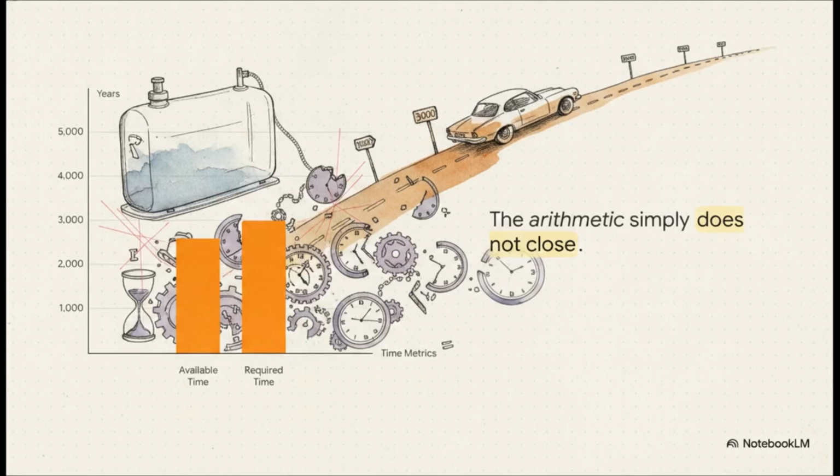And this brilliantly illustrates the core issue right here. When you put it side by side, it's obvious. The first bar is our absolute maximum available time, our biggest possible gas tank, at 2,600 years. The second bar is the absolute minimum required time, the shortest possible road trip, at 3,000 years. The arithmetic simply does not close. It is mathematically impossible to fit those 3 distinct mandatory divergence layers into the available timeline.